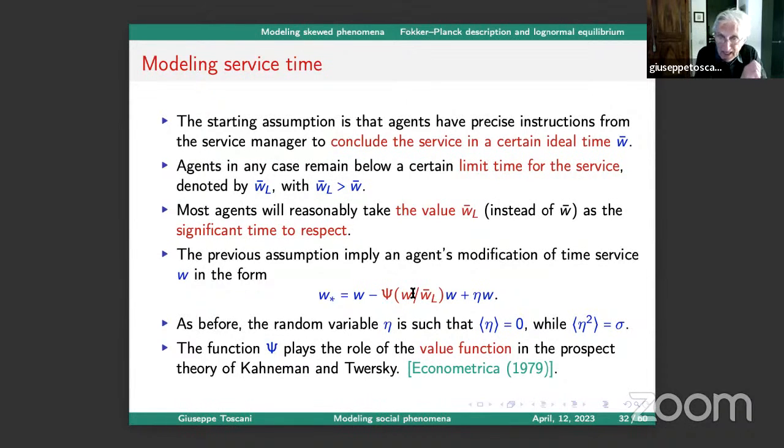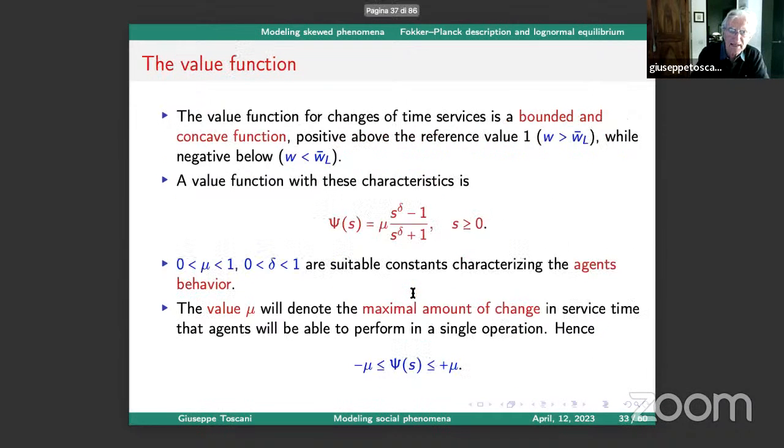This function C plays the role of the value function, which is an idea that goes back to Kahneman and Tversky in their famous paper in Econometrica. Let's say it describes the way in which people look at a certain phenomenon. I will be more precise above.